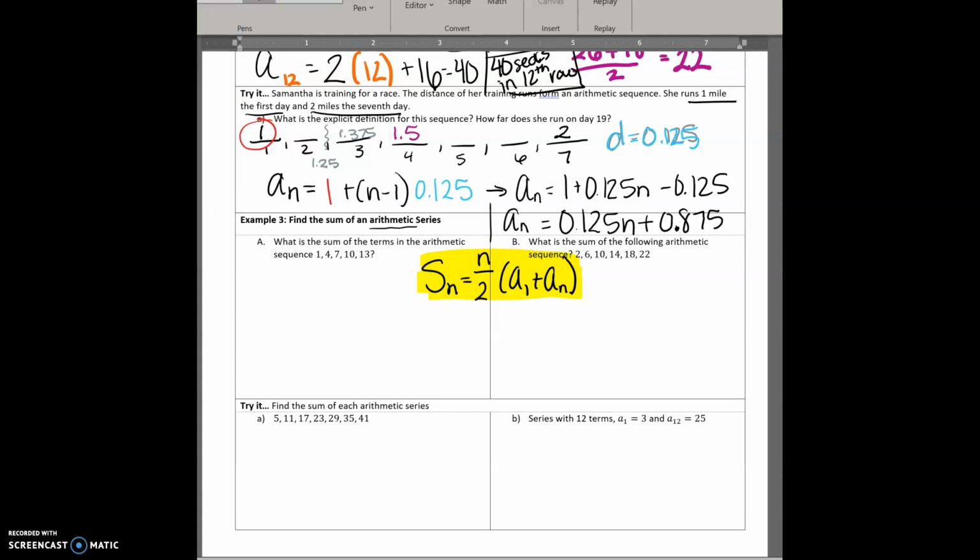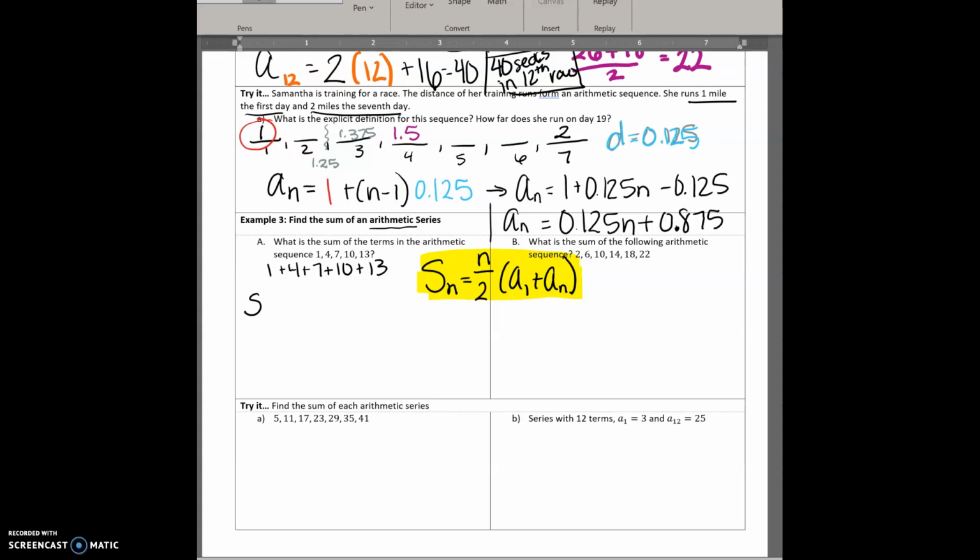So with that being said, when it says what is the sum of the terms in the arithmetic sequence, we are going to be finding the sum of all of those. So you could do 1 plus 4 plus 7 plus 10 plus 13. However, as you get farther along, this series might be longer, or they might be really big numbers. And so this formula right here, we can use and just find the sum.